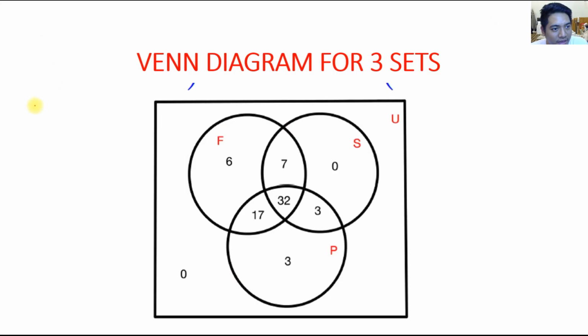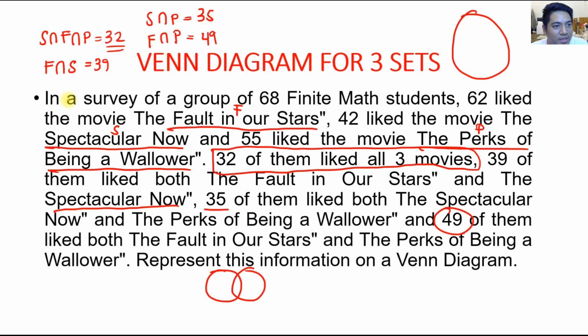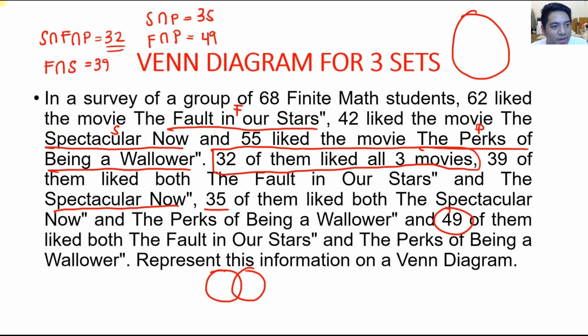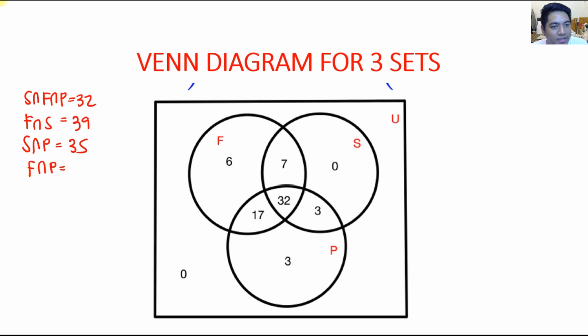We have the intersection of F and P as 32. Supposedly, we don't know the values. Okay, let's just assume. So you have S and P, 35. You have F and P, intersection of P as 49. So they say that the intersection of all who like S and F and P is 32. This is the information that is very crucial. So we know the 32 already. They like it, all three.